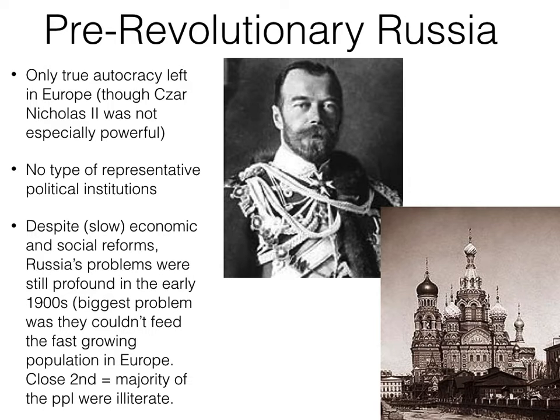And then after 1881, you have a repressive government that gets installed, but there are economic changes that do happen that help industrialize parts of Russia, just not to the extent that any other country went through. So there's still a massive amount of problems. They couldn't feed what was at the time the fastest growing population in Europe, and the majority of their people are illiterate too. So Russian society as a whole was very backwards.